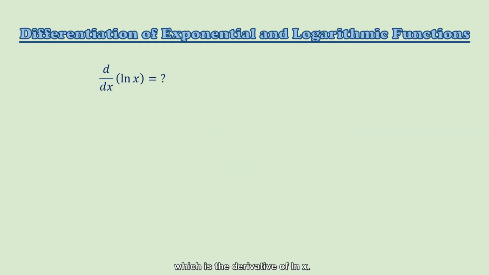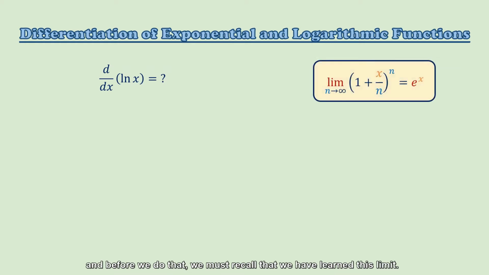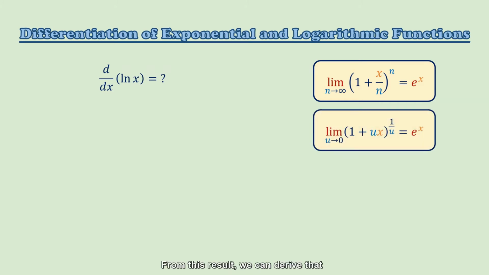In order to do these differentiations, first of all, we should take a look at a special case, which is the derivative of natural log of x. Now we can try to do this differentiation from first principles. Before we do that, we must recall that we have learned this limit: the limit of (1 + x/n)^n as n approaches infinity is equal to e to the power x. From this result, we can derive that the limit of (1 + ux)^(1/u) as u approaches 0 should also be equal to e to the power x.